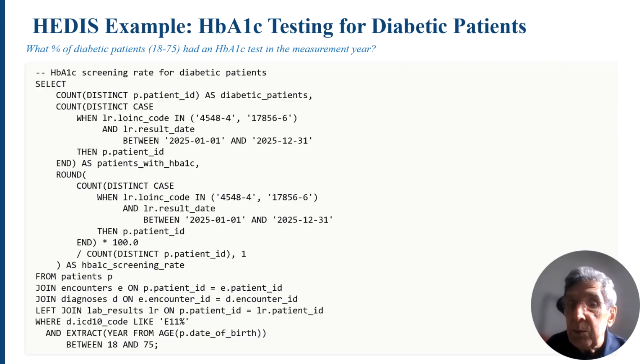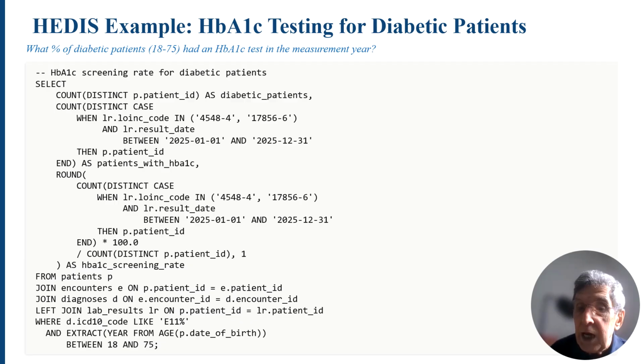Let's do an example. Let's do the hemoglobin A1C for our diabetics. What is the question? What's the percentage of diabetic patients aged 18 to 75 who had a hemoglobin A1C test during the year under observation? All right, let's walk through this query line by line. We start with the patients table and join to encounters and diagnoses to identify patients with a diabetes diagnosis. How do we do that? We use the ICD-10 code like E11. Then we left join to lab results, because not every diabetic patient will have a lab result, and we want to count them in the denominator regardless.